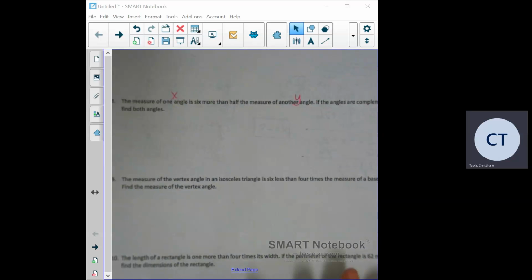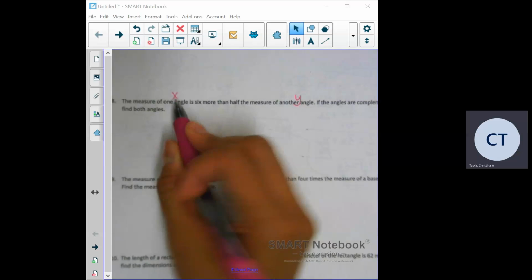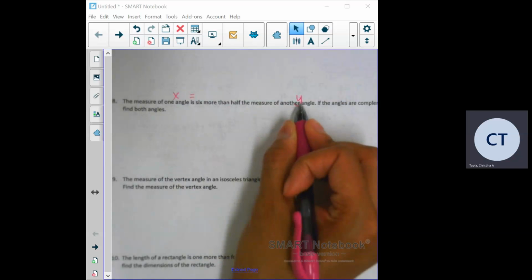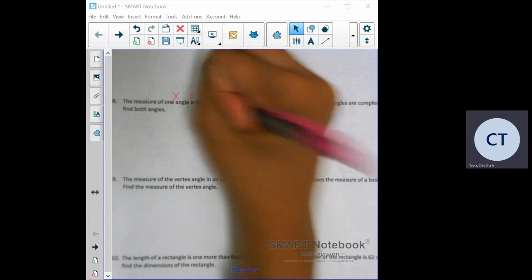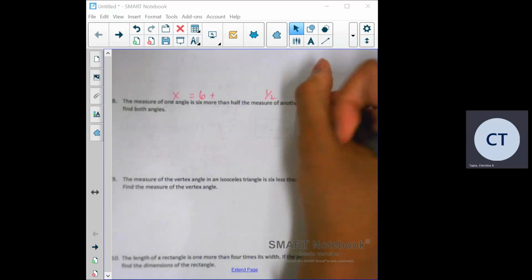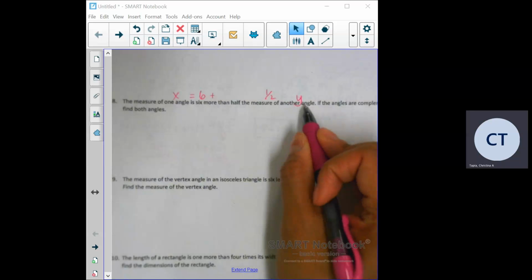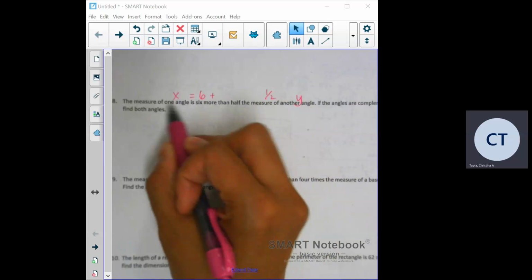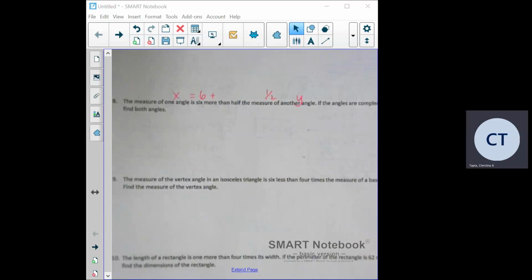You can give it whatever variables you want. The measure of one angle, which is angle X, is going to be 6 more than 1/2 of the other angle, which is Y. Okay, let me actually translate that into math. 6 more is 6 plus 1/2 the measure, so half the measure of Y. Y is another angle, a completely different one. So X, or one angle, is 6 more than 1/2 the measure of another angle. It's not going to be the same one.